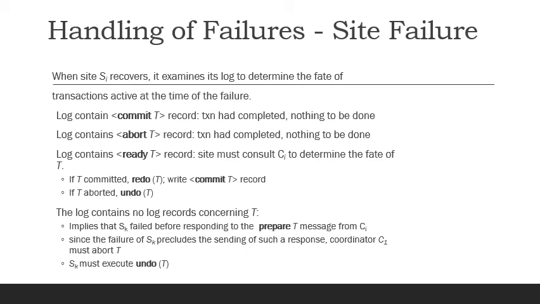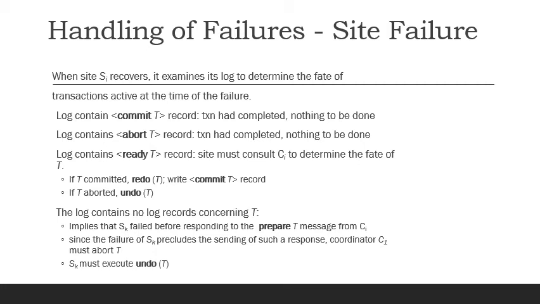When site Si recovers, it examines its log to determine the fate of transactions active at the time of the failure. If the log contains a commit T record, the transaction had completed, nothing to be done. If the log contains abort T, then the transaction had completed, nothing to be done. If it contains a ready T record, the site must consult Ci to determine the fate of the transaction T. If T committed, redo T, then write a commit T record. If T aborted, then undo T.